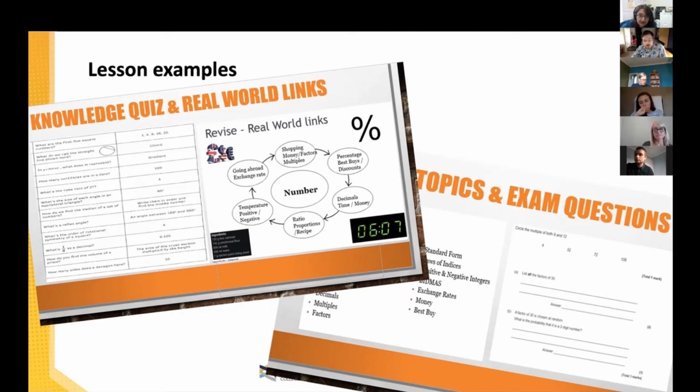Slide 2 on the right-hand side shows how exam questions are included in the ready part of the lesson, as it is critical for students to be able to apply skills learned in the classroom to exam questions. Students were asked to work in pairs.